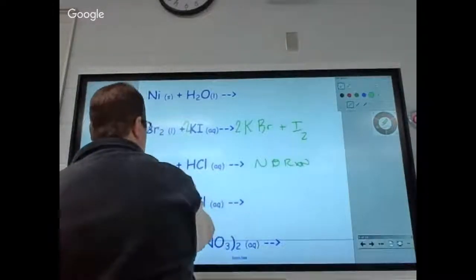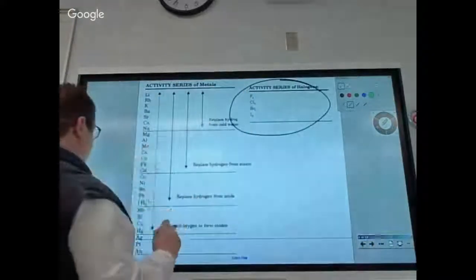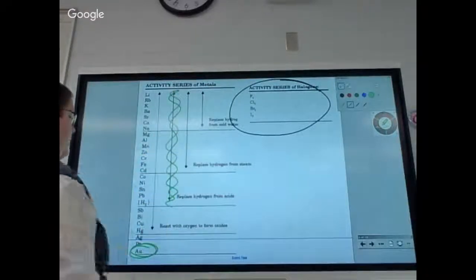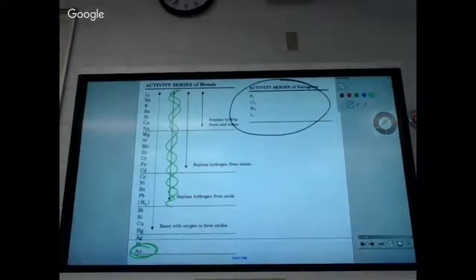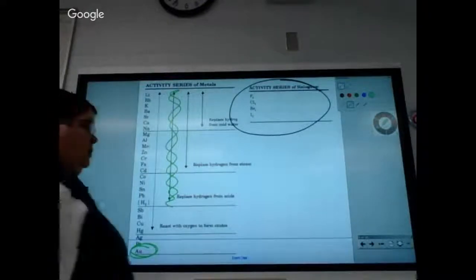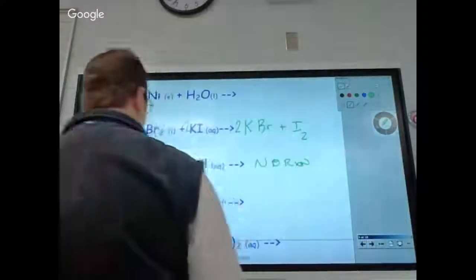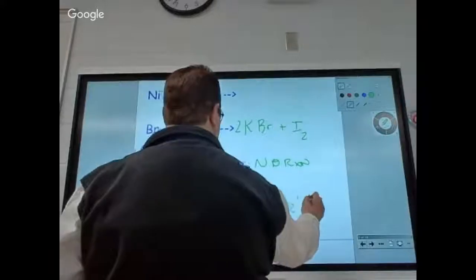Gold is at the very bottom. So if you go to here, gold is way down here. These are your acids. So you'd have no reaction. Anybody get any further than that? The next one, I say yes. Cd plus HCl would be a yes. You'd have CdCl2 plus H2.